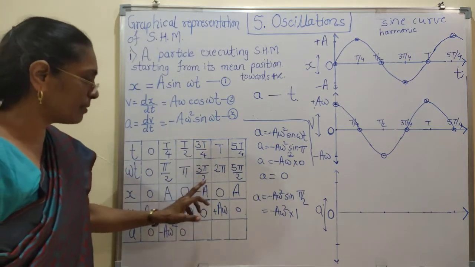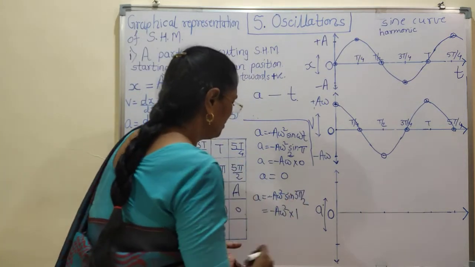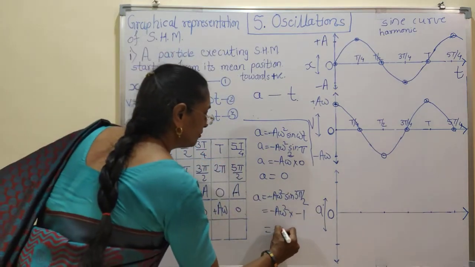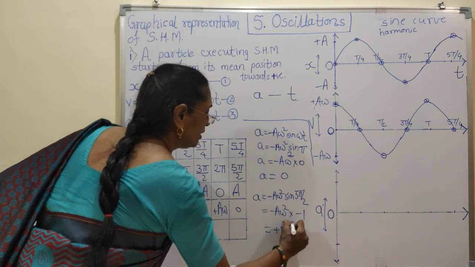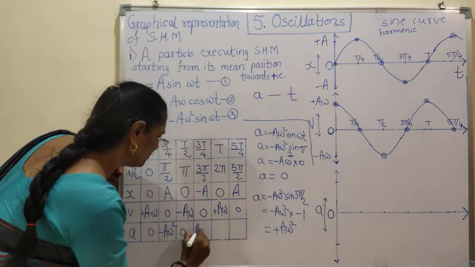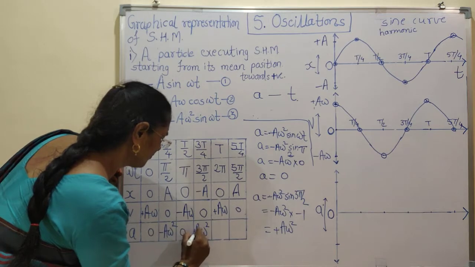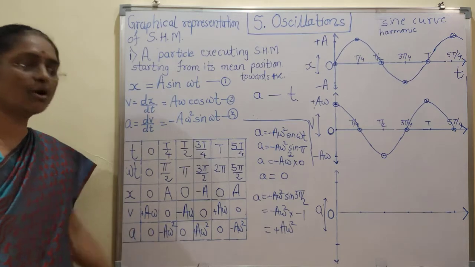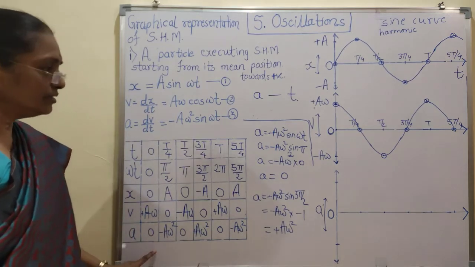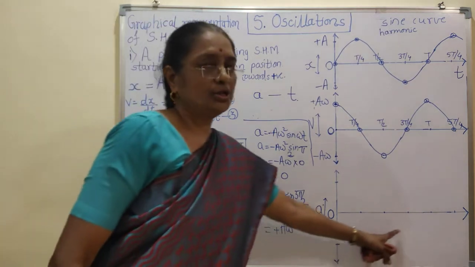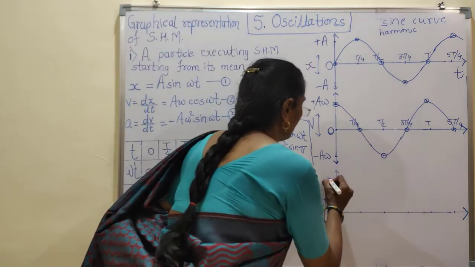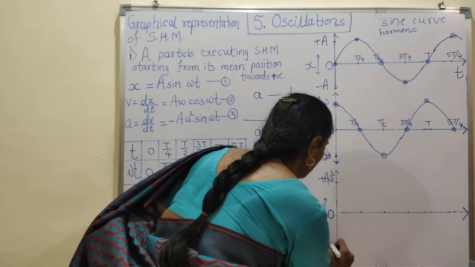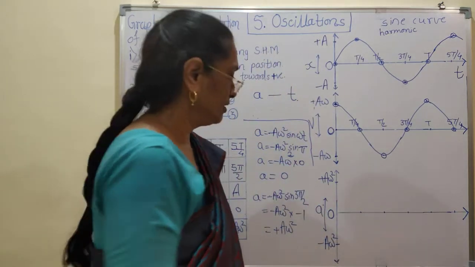The next value is 3 pi by 2. Sin 3 pi by 2 is minus 1. So minus into minus gives plus, and we get the positive maximum here. Then again 0, then negative maximum. These are the values of acceleration, and they can be plotted on the third graph. The positive maximum is A omega square, and the negative maximum is minus A omega square.